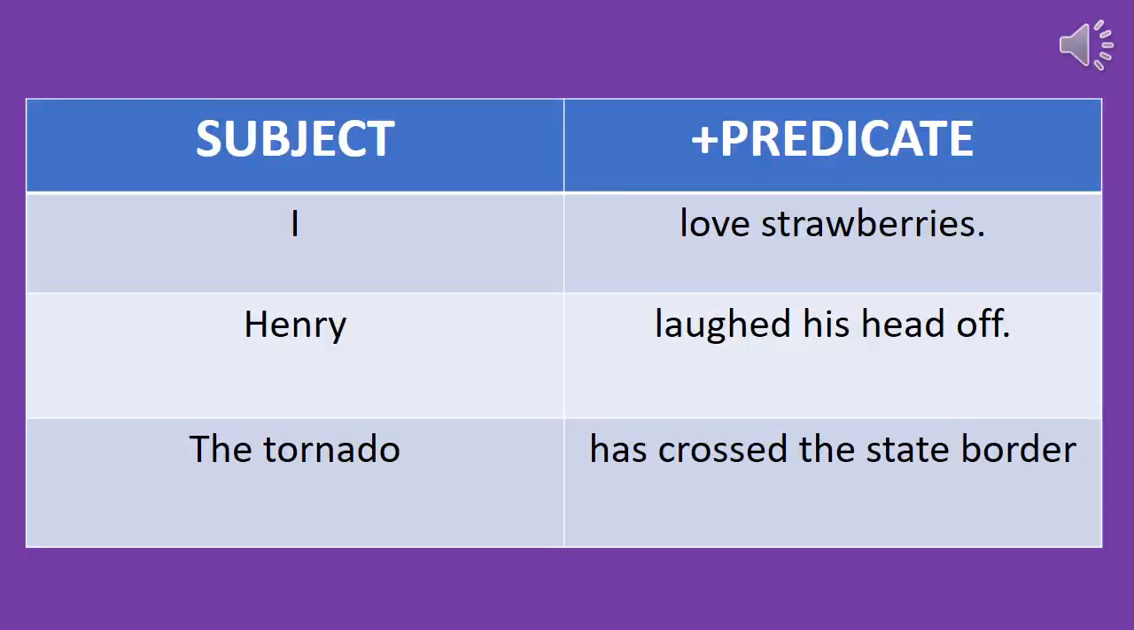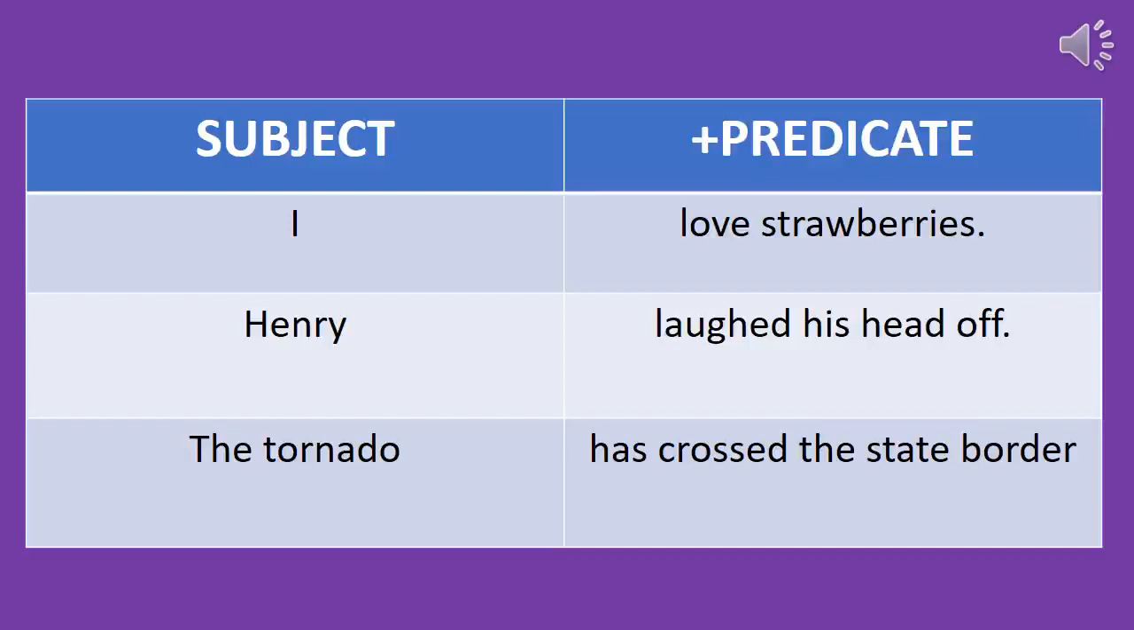So we take up the first sentence. I love strawberries. That is a very simple sentence, and the subject of that sentence, or the person who is in focus in the sentence, is I. So I here is the subject. The predicate of the sentence is love strawberries, because in this part of the sentence we understand what the action of the sentence is. So love strawberries.